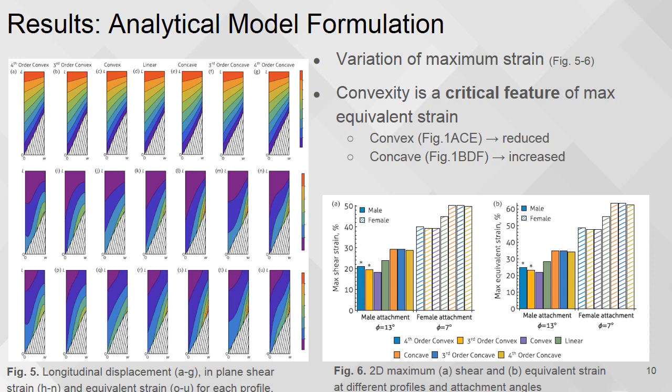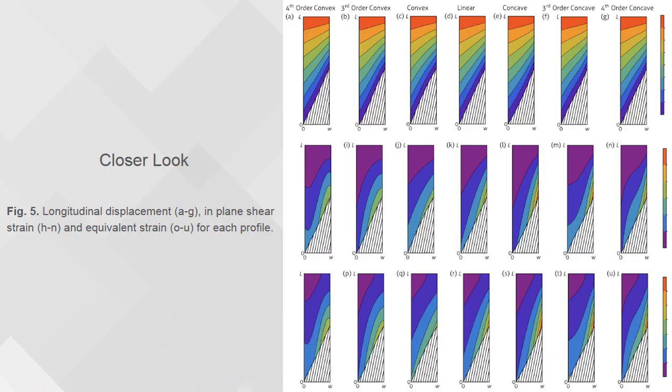Figure 6 also shows that the angle at which the ACL is inserted greatly affects the amount of strain seen within the system. Here's a closer look at figure 5.